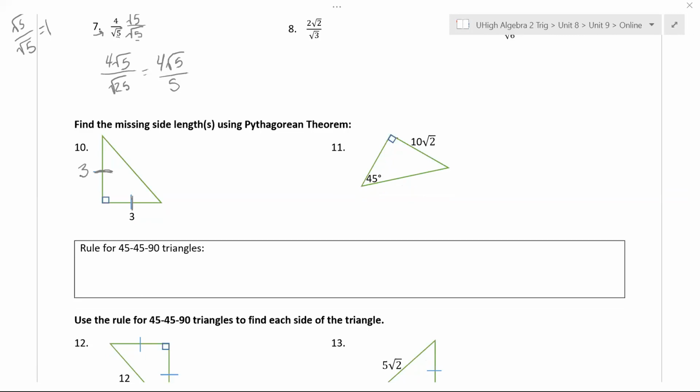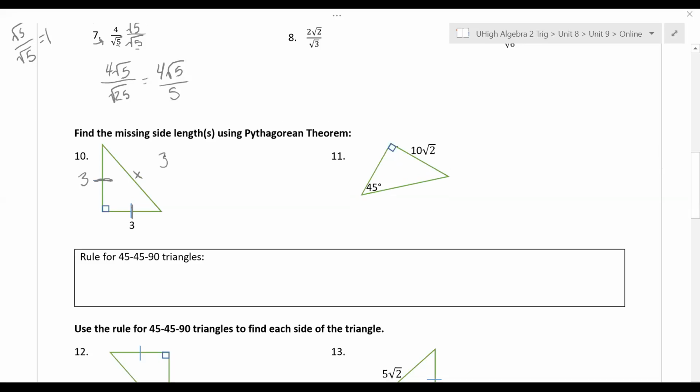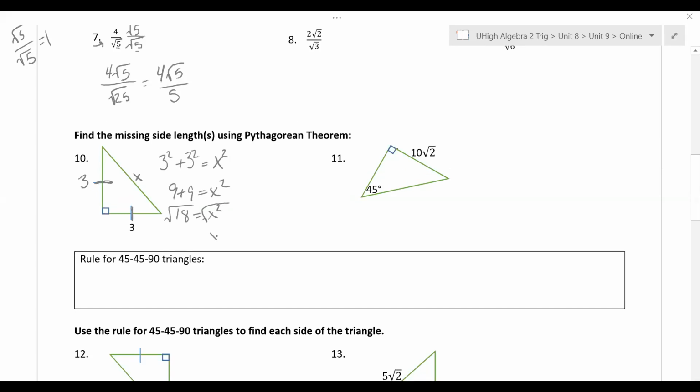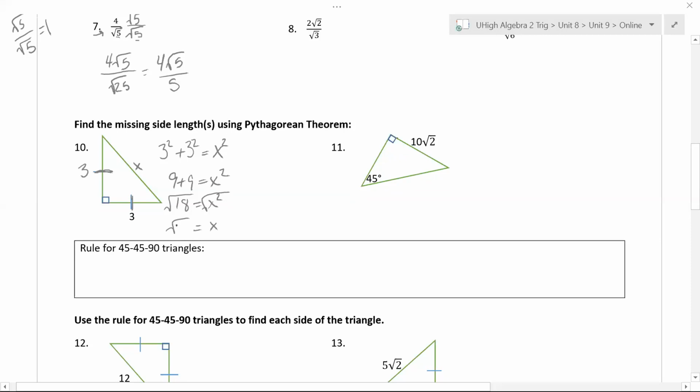So if I want to find what my hypotenuse is, I just want to use my Pythagorean theorem, and I'm just going to call this side x, just so that I can be consistent. So I'm going to say that 3 squared plus 3 squared equals x squared, or 9 plus 9 equals x squared. 9 plus 9 is 18 equals x squared. Now I can square root both sides. So x equals the square root of 18.